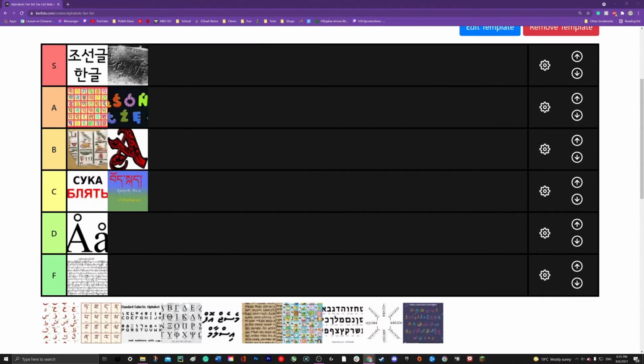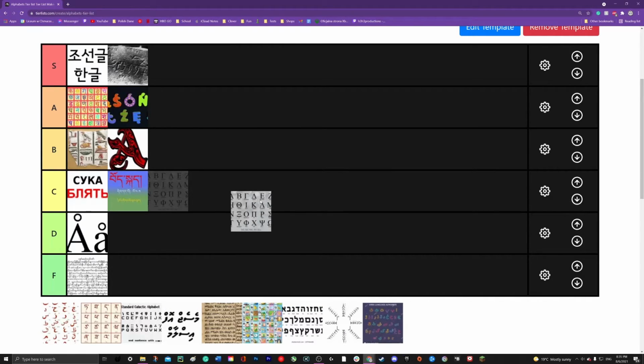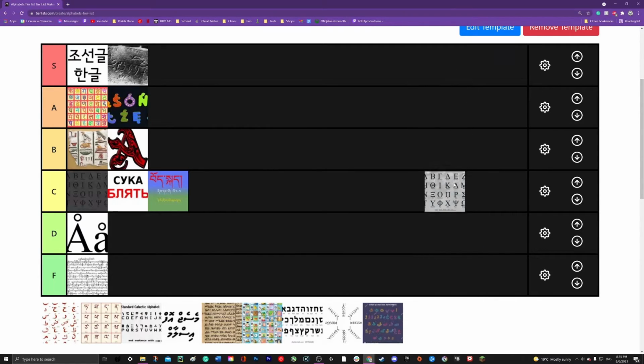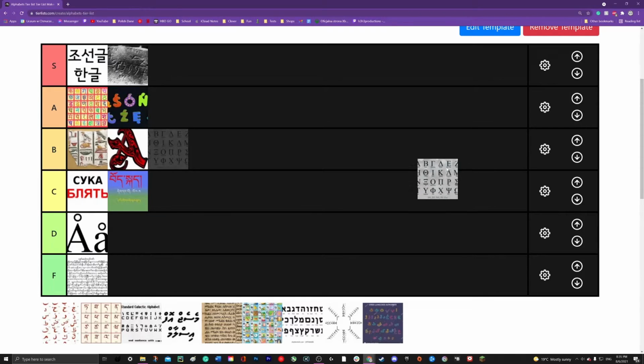And for all those reasons, the Greek alphabet... Wait, where is the Greek alphabet? Right here. Here we can see all the beautiful letters in capital, because lowercase they look pretty bad. For all these reasons, the Greek alphabet is going to... I can't decide. B tier.